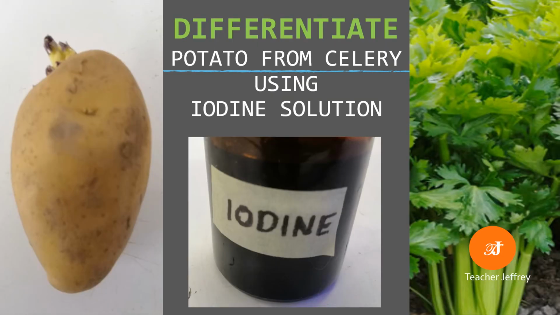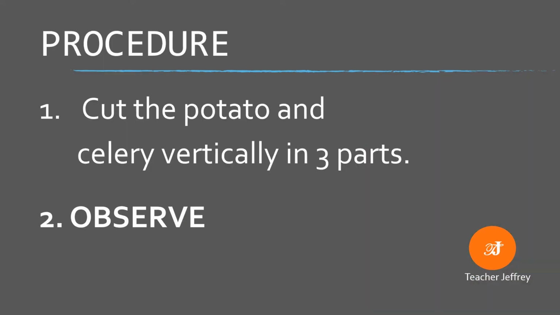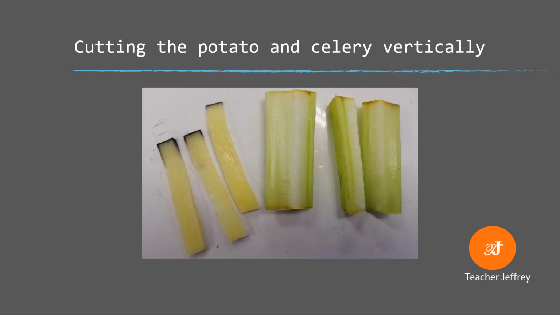Next part of our experiment is to identify which contains the xylem vessels. We will check the vertical section of both potato and celery. Here is our procedure. First, cut the potato and celery vertically in 3 parts. Second, observe. This is the result after cutting the potato and celery into 3 parts vertically.